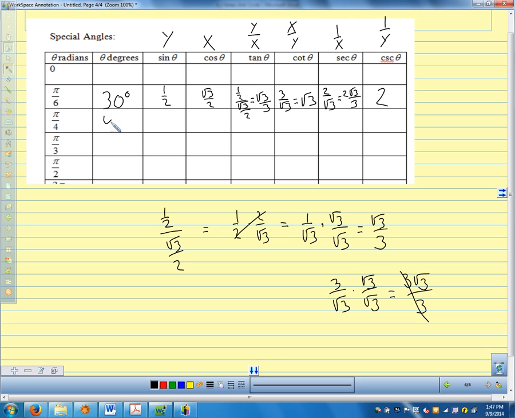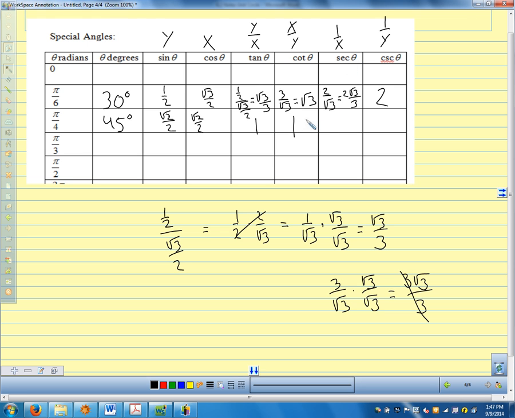And pi over 4 we said is 45 degrees. We already filled this out. The sine, square root of 2 over 2. Tangent, what's our tangent going to be? Y over x. Square root of 2 over 2 divided by square root of 2 over 2, 1. X over y, square root of 2 over 2 divided by square root of 2 over 2, 1.